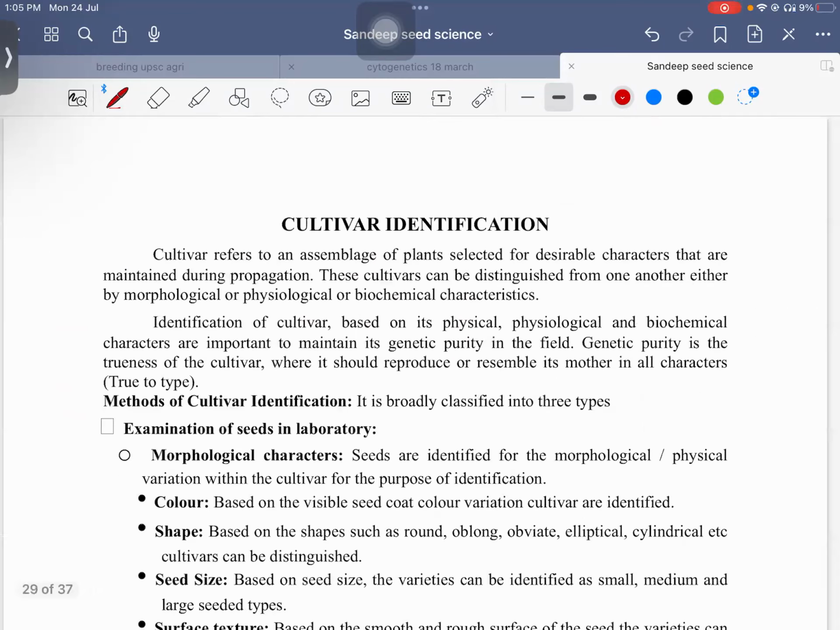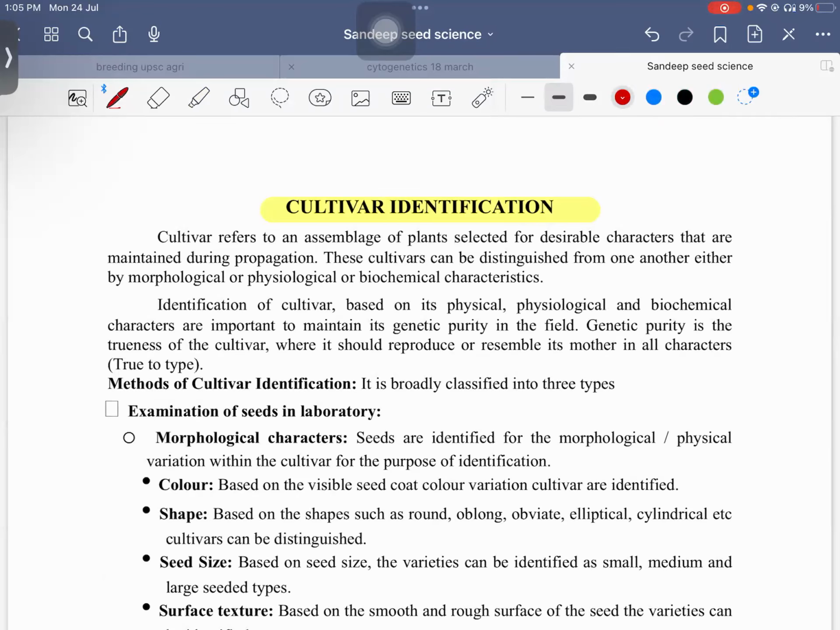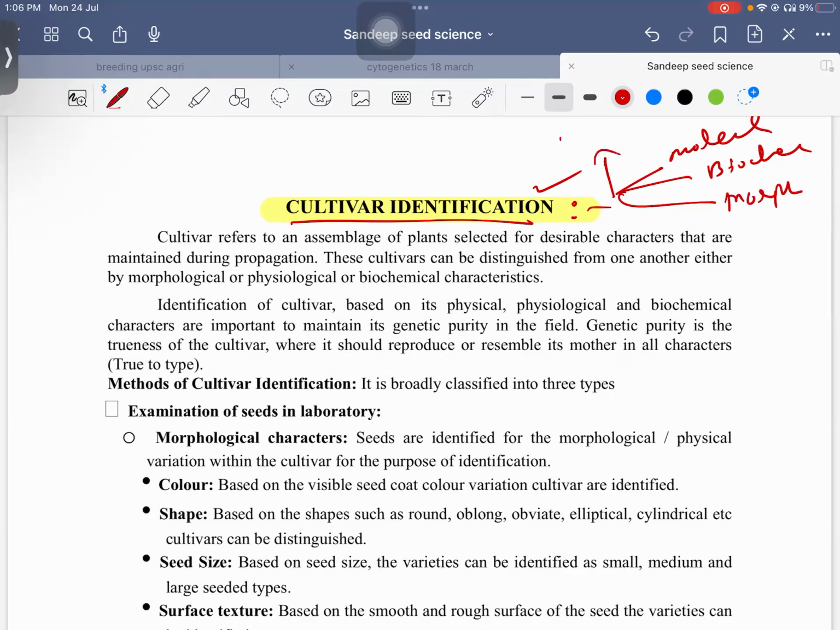And the next important topic is cultivar identification. You would have seen the genetic principles and genetic methodologies. These are also the basis on how cultivars are identified on the field, and how you differentiate cultivars from one another. You may use some molecular tools, biochemical tools, morphological tools, or field tools. All these things we will see.